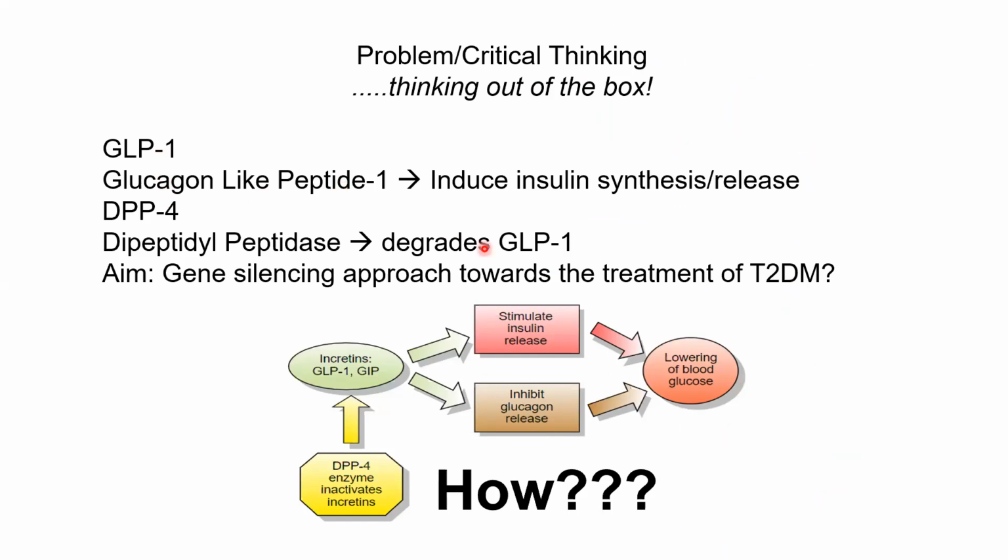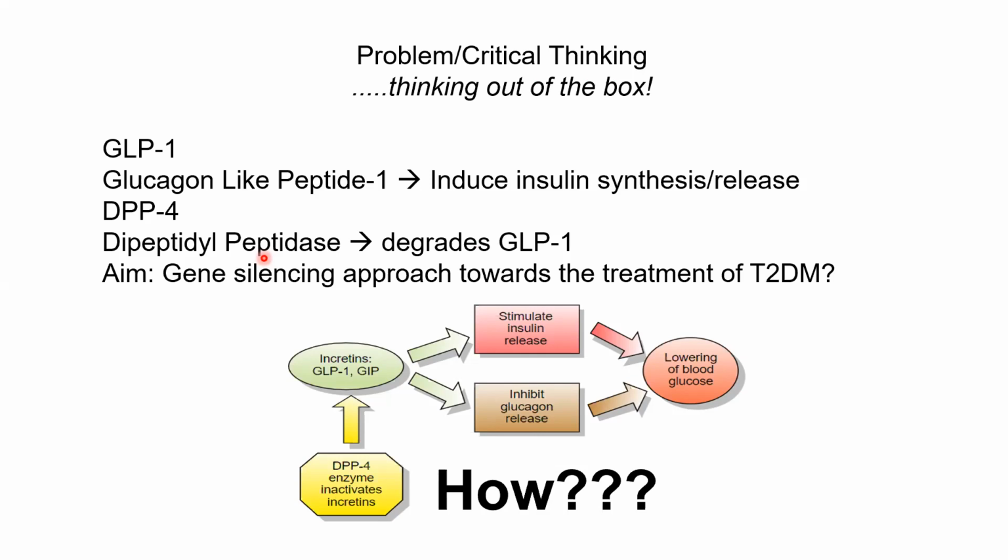What it does is, when the levels of glucose rise in the blood, it induces the synthesis of insulin, so that the insulin could be released into the blood, and the blood sugar concentrations could be decreased, because when the blood sugar concentrations are high, it's not good for the body. There is another molecule which is known as dipeptidyl peptidase. It is actually an anti-GLP-1. So its action is that it will degrade GLP-1.